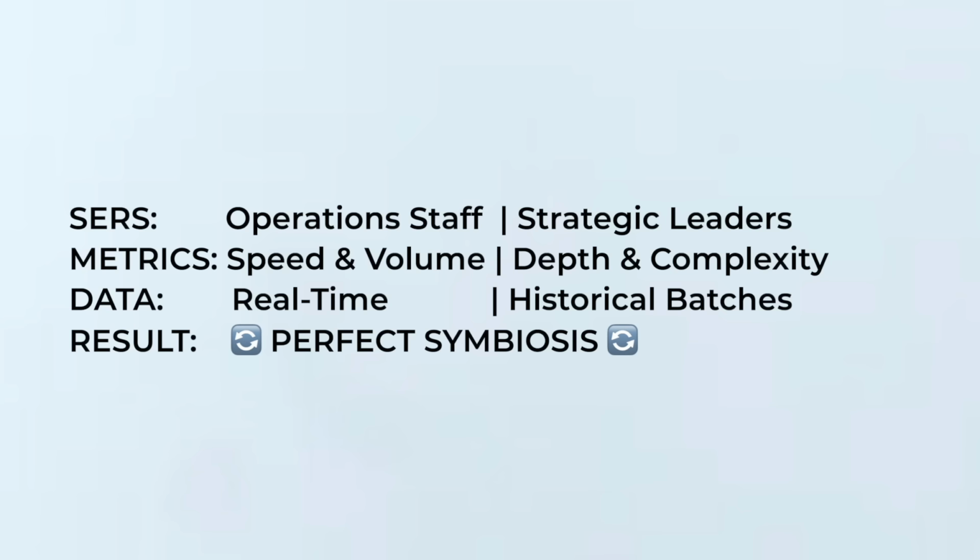OLTP data is real time, reflecting current business state. OLAP data is often historical, updated in batches, daily, weekly or monthly. Refreshes are common. Here's the beautiful part, they work together. OLTP systems generate the operational data that feeds into OLAP systems for analysis. It's a perfect symbiosis.